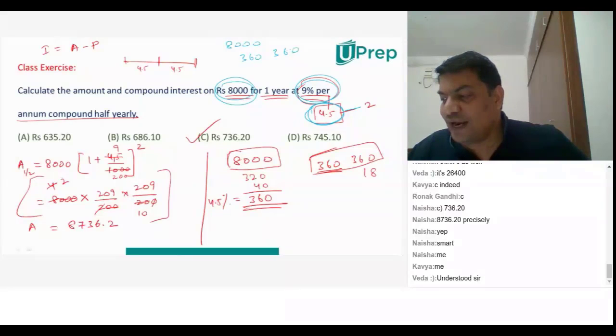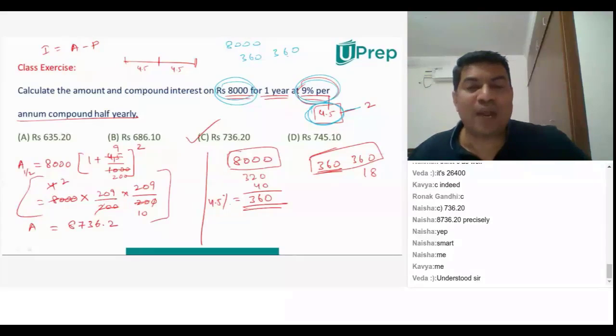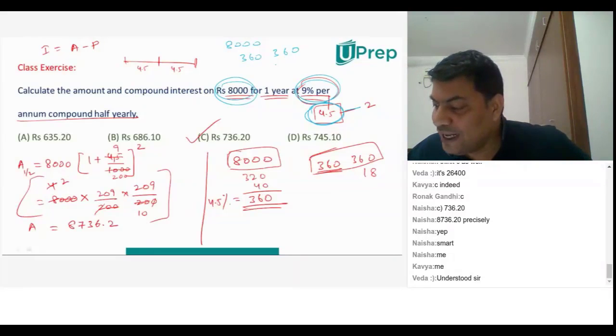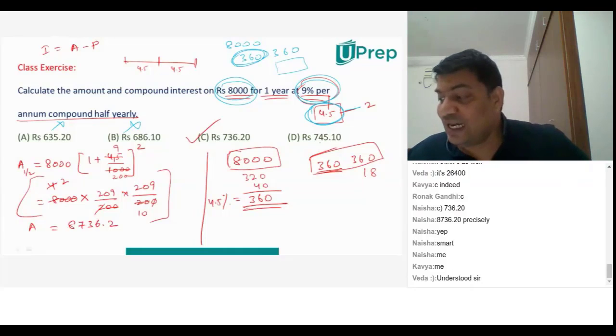But I should not forget, the answer will be more than 720. Why will it be more than 720? Because I'm going to get interest on interest. I'm going to earn interest on this also. Now, I know more than 720, therefore these two options are ruled out. From these two options, both are close, therefore I need to calculate.